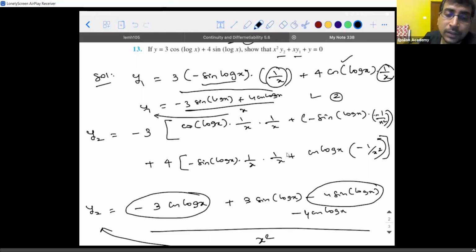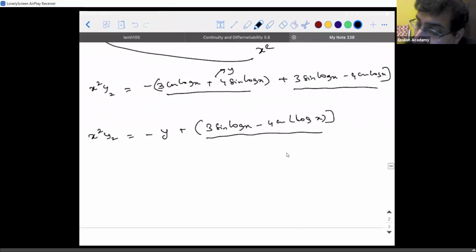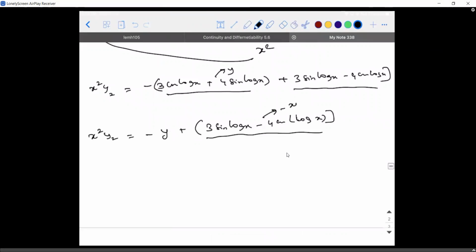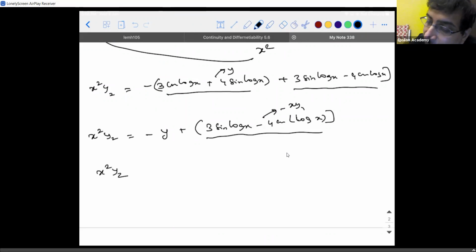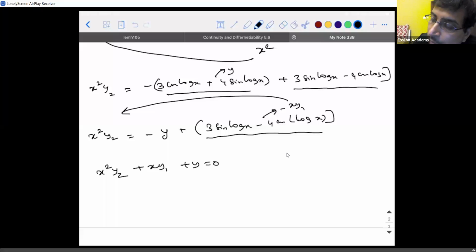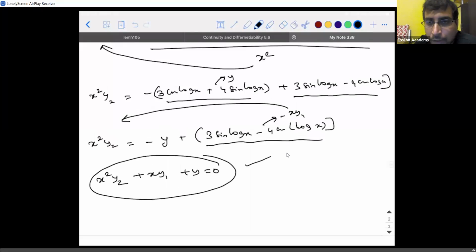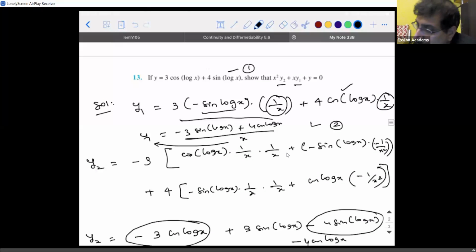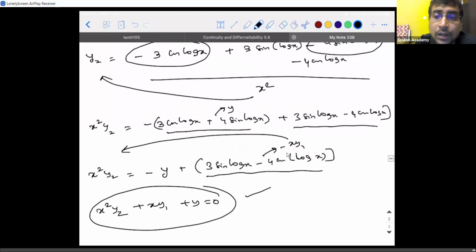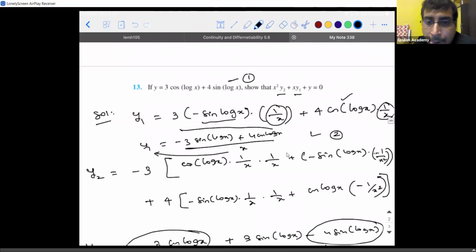So x will go to the other side. So what is it? This thing is nothing but minus x into y1. So x square y2 minus xy1 will come to the left hand side, plus xy1 plus y is equal to 0. Okay, this is what they would have asked us to prove. But what I want to tell you here is plus y, correct only.